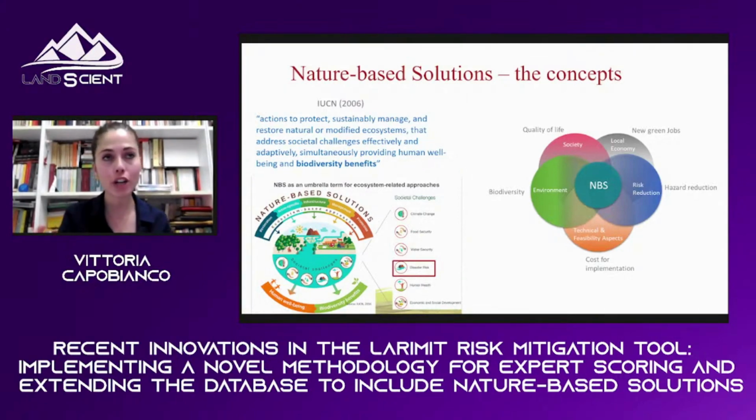So the main difference between NBS and other conventional structural measures is that nature-based solutions not only act on the risk reduction, but they may also provide additional co-benefits that can be benefits to the society, for example, improving the quality of life, benefit to the environment by improving the biodiversity, benefits to the local economy by introducing new green jobs, and so forth.